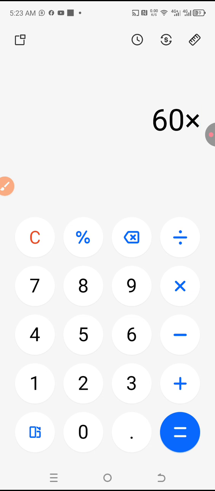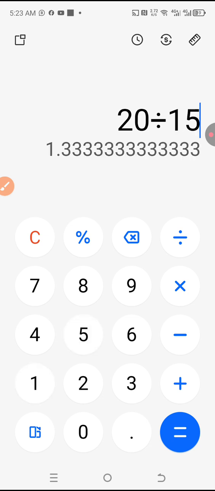Then you do divided by 3. Okay, divided by 3. So this 20 divided by 15 then. Divided by 15. So this is 1.3. So you'll be putting 1.3 there.